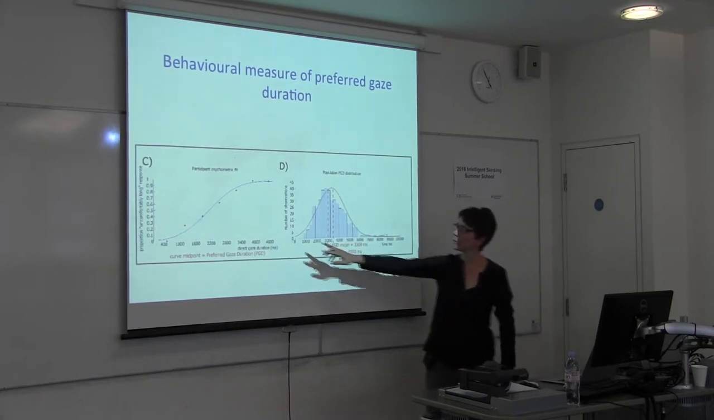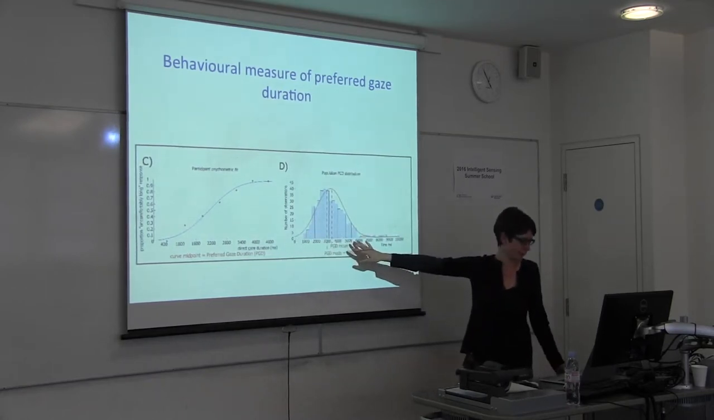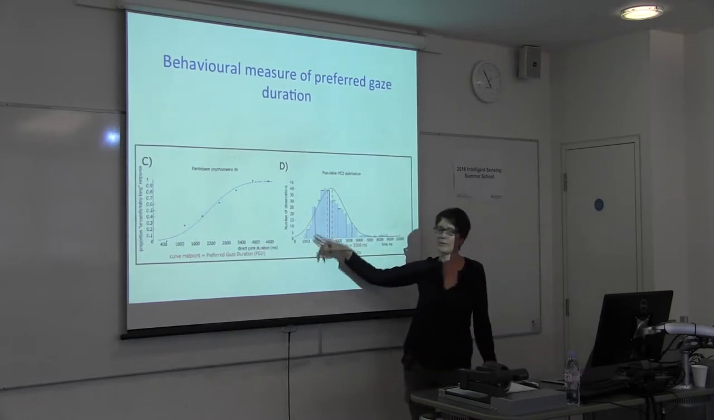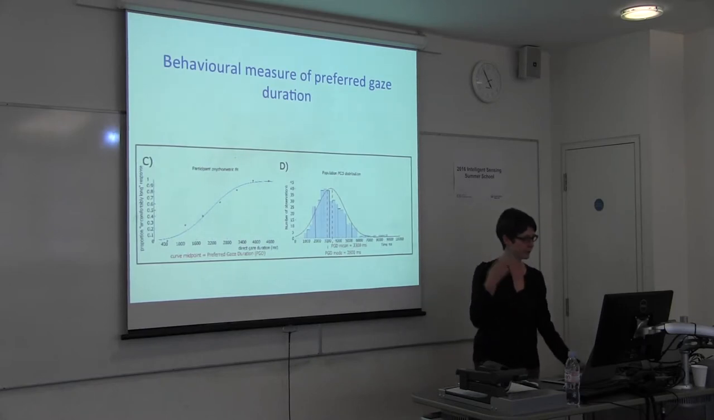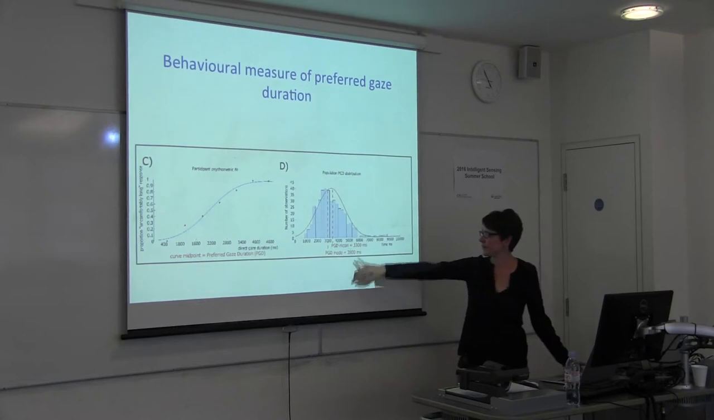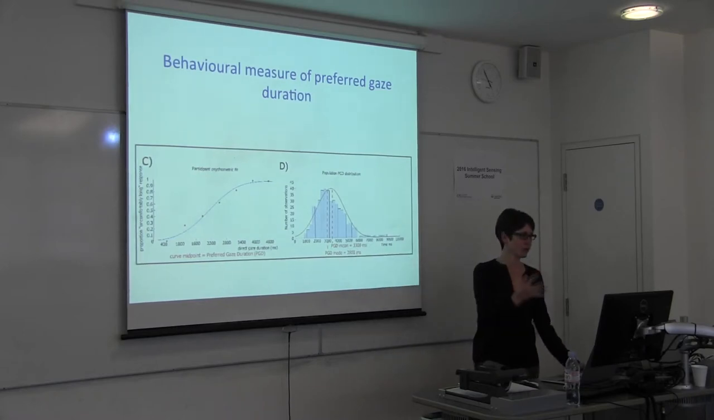And when we do that, this is the data for the 400 and however many people we had. This is the distribution of preferred amounts of eye contact. You can fit a Gaussian to the data, and we find on average people like about 3.3 seconds of eye contact.